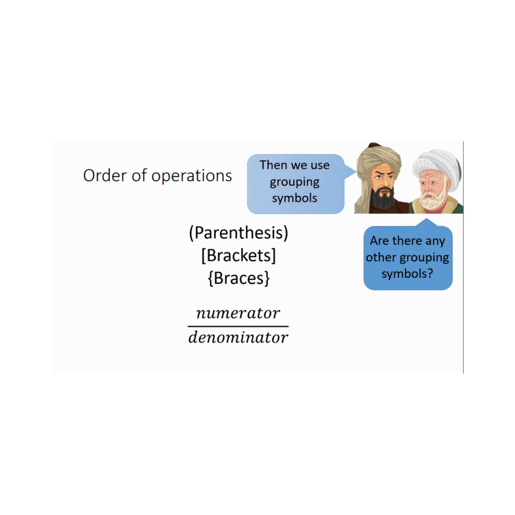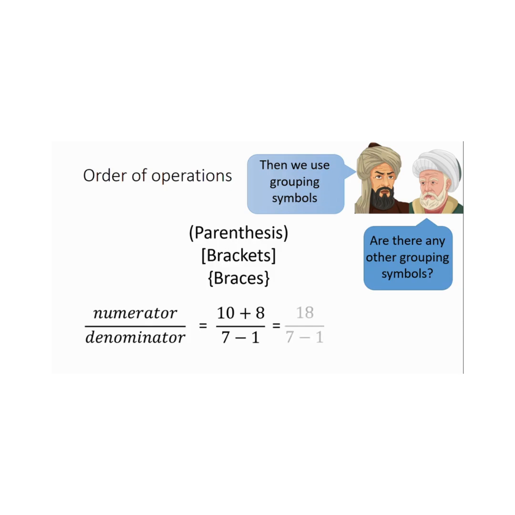For example, here's a fraction, 10 plus 8 over 7 minus 1. So we're going to pick numerator or denominator and do that first. So the 10 plus 8 is really 18. And then the 7 minus 1 is really 6. And now we can do 18 divided by 6 is 3.